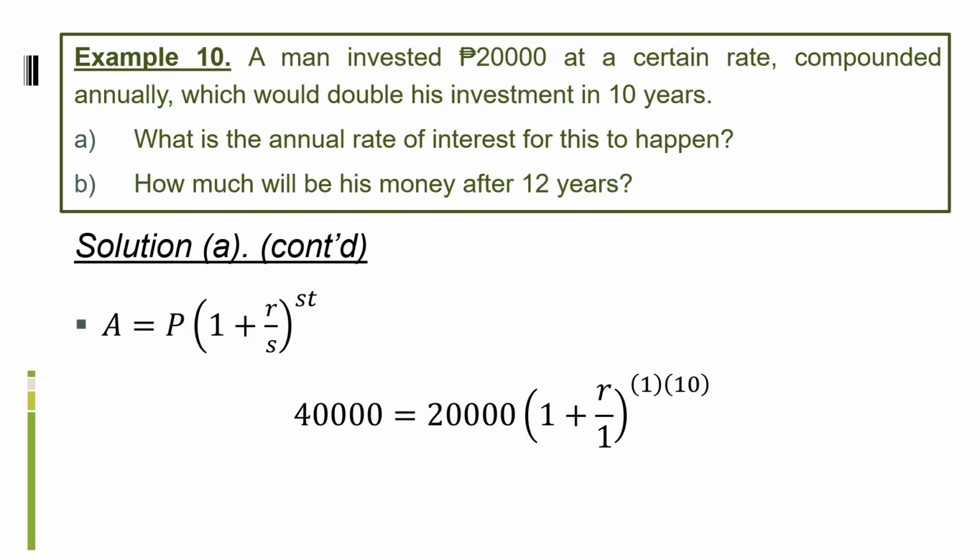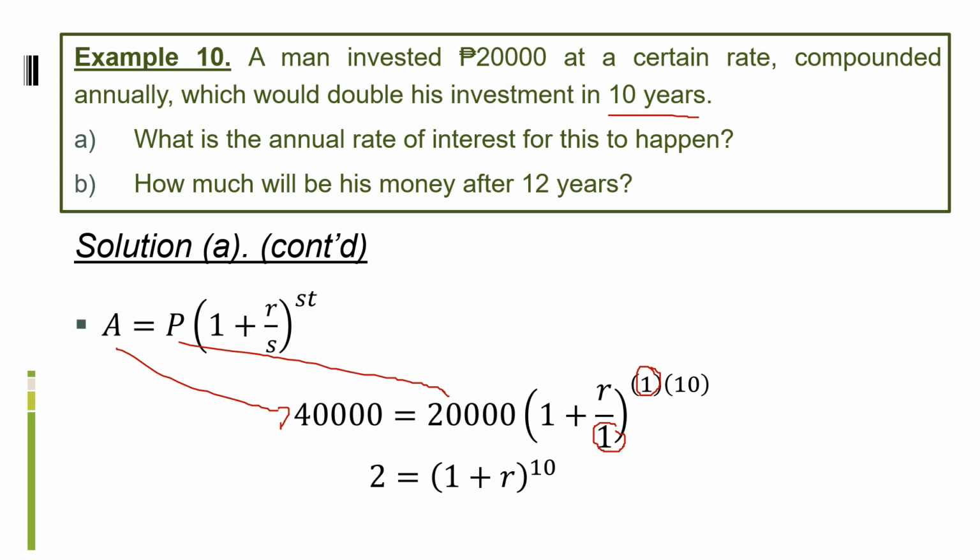So using that, we now have 40,000. This is our A, because he said the investment will double in 10 years. So the 20,000 doubles, and we have 40,000 equals the principal, 20,000, times 1 plus R over 1 raised to 1 times 10. The 1 is because it is compounded annually. So we now have 2 equals 1 plus r raised to 10. We divide both sides by 20,000, which is why it became 2. Then r over 1 is just r, and 1 times 10 is just equal to 10.